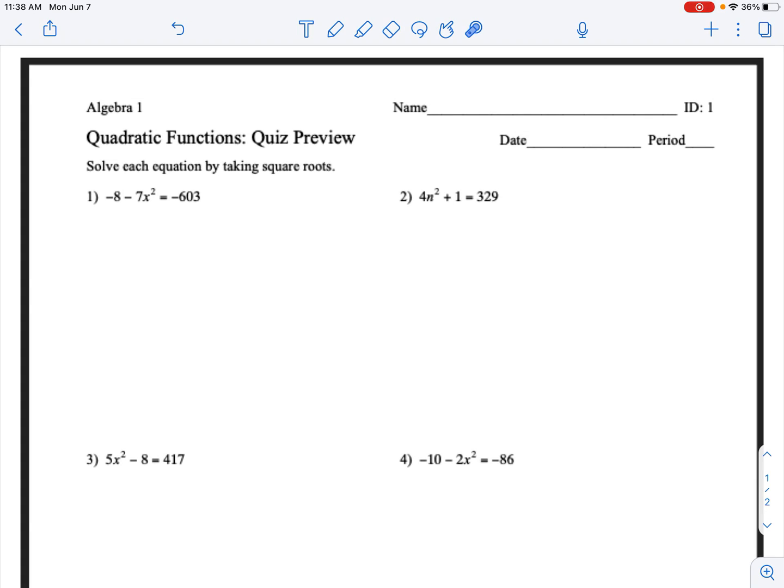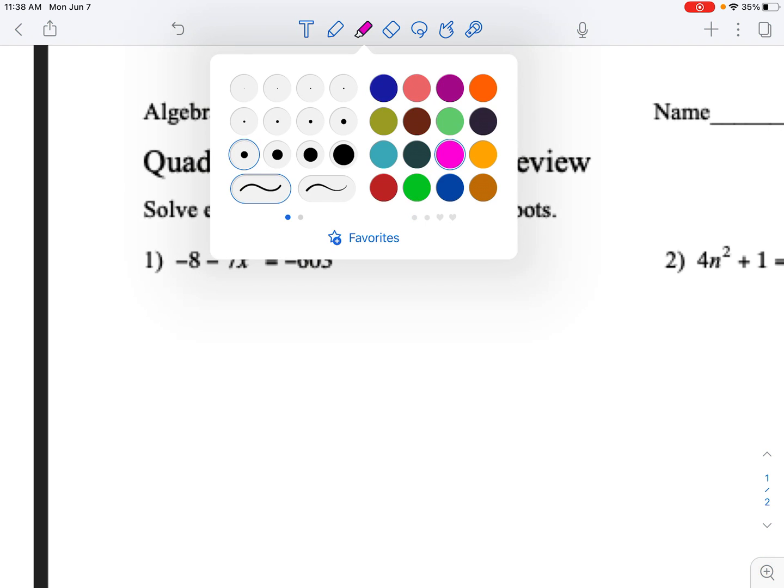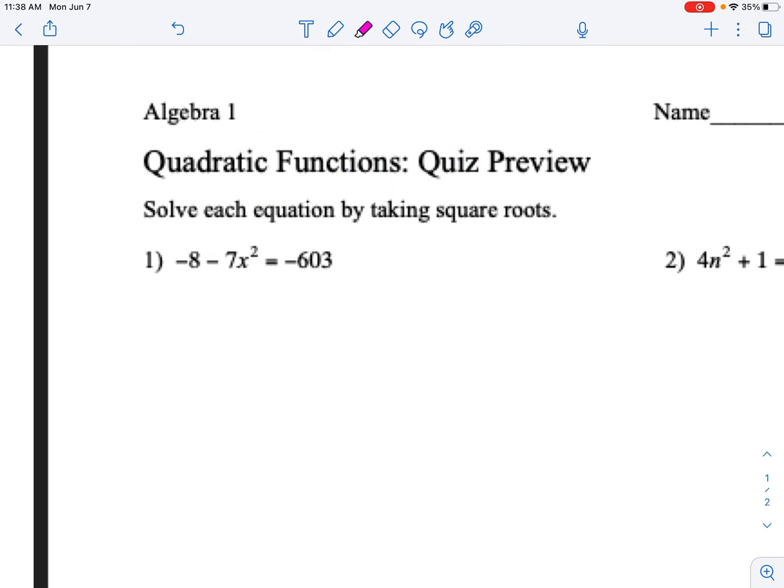Okay, everyone, welcome to this quadratic functions quiz preview. Make sure that you have paper and pencil out, ready to take some notes so you can do really well on the quiz. All right, so here we go. First thing that we do, of course, is we identify the name of the assignment, which is quadratic functions quiz preview.